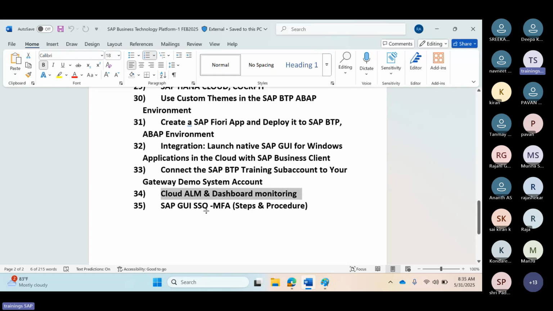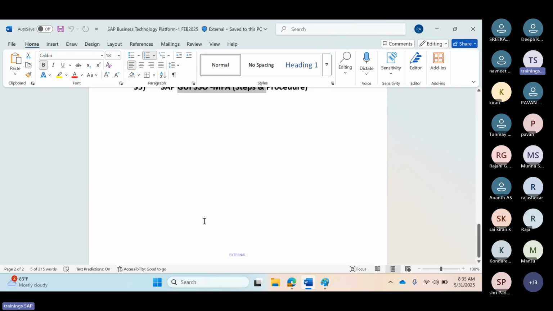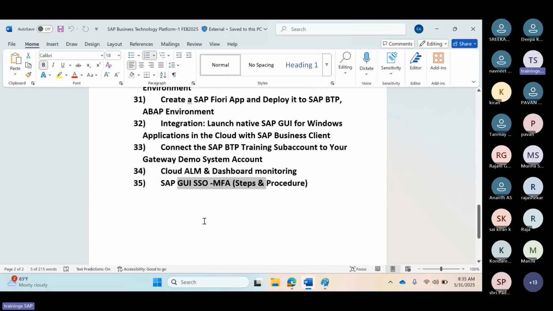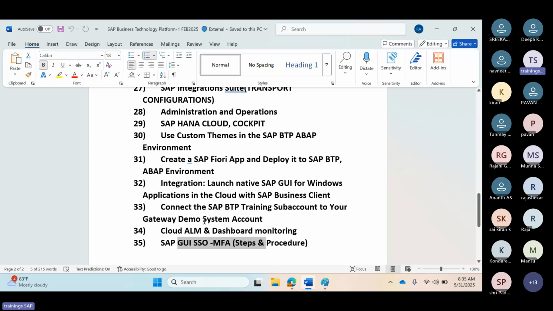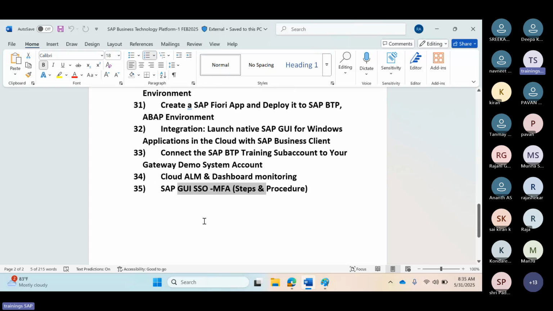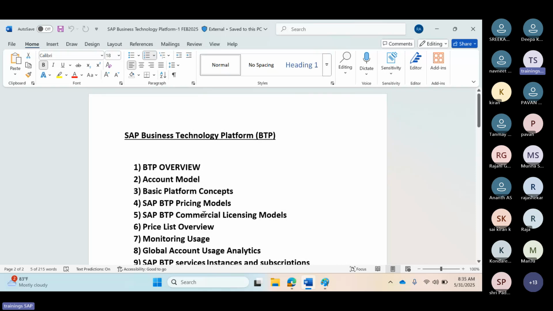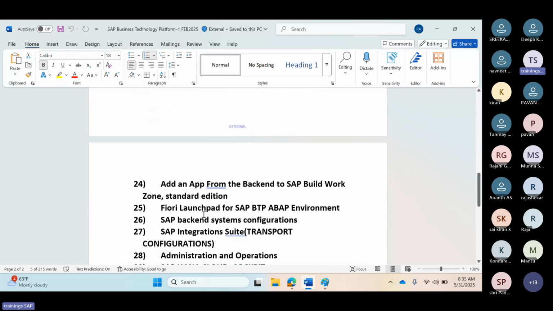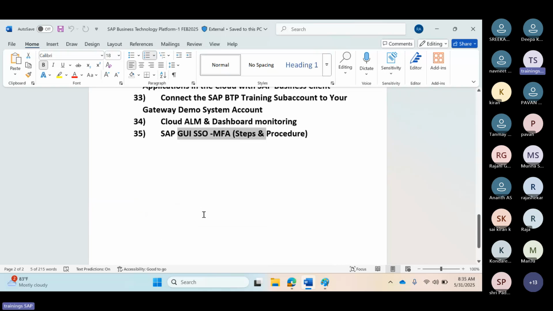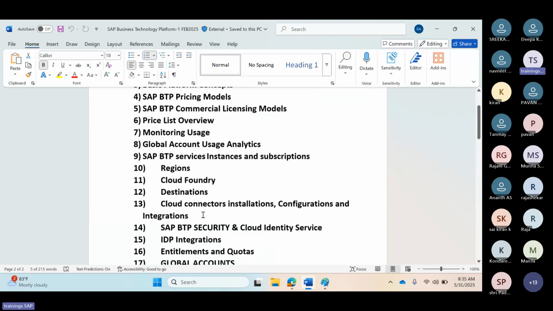And also SAP GUI SSO configurations, the same normal SSO configuration for the SAP GUI. Also, there are SSO configurations. So these things we will discuss in our regular classes here, right? If more topics are needed, we will add more also. But as of now, this is our course content, which we are going to discuss in our regular classes.